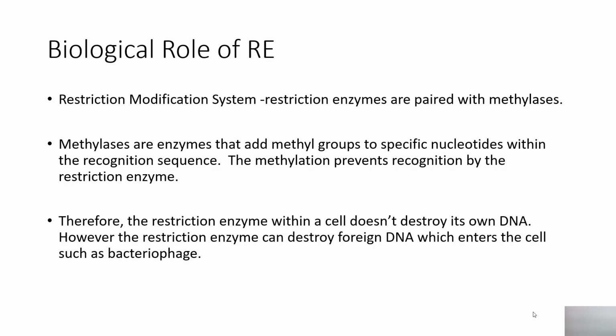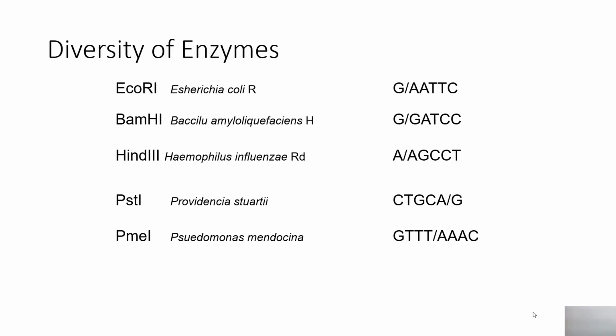That is because of this modification system or the methylation system. So these methylases add methyl groups to specific nucleotides within the recognition sequence. This happens in the host organism. So in the cell, that portion will be methylated. So that's why the restriction enzyme will not go and cut it. However, something that is coming from outside, a foreign DNA, will not have the methylation done and hence will suffer the wrath of the restriction endonuclease.